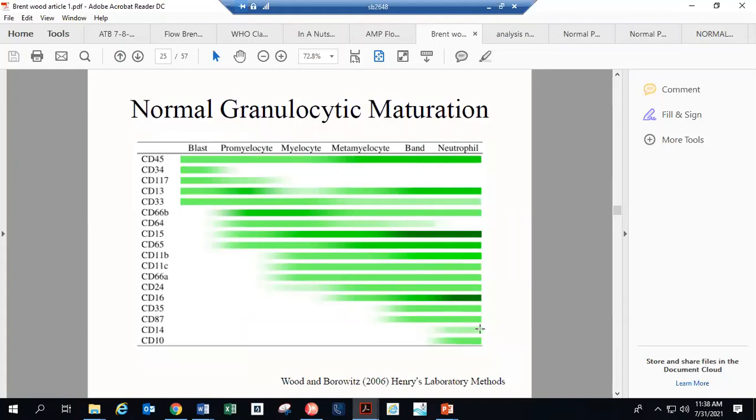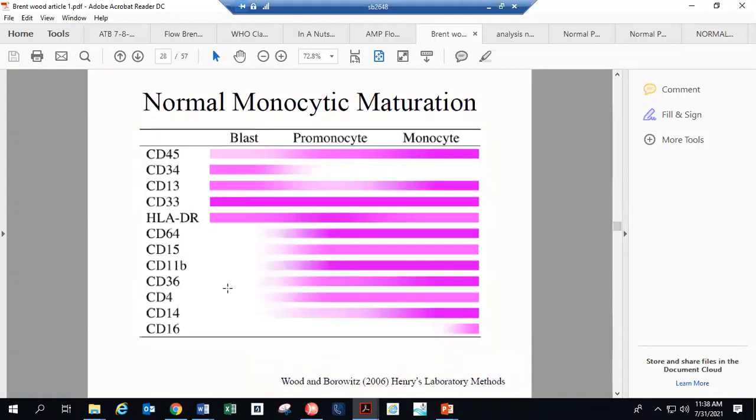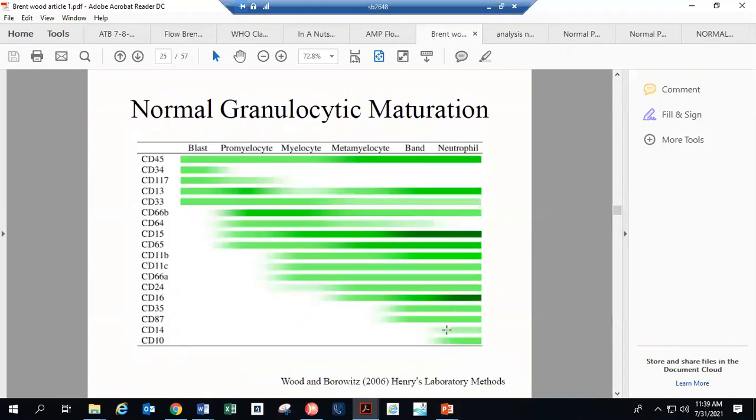So CD14 is more of a monocyte marker. Let me show you the monocyte plot. CD14 is more of a mature monocyte marker. It will not be present in the monoblasts, and it will start increasing eventually in the promonocytes, and it will be brighter in the monocytes. At the same time, the myeloids will have very faint CD14, still much dimmer than monocytes. And only the mature granulocytes will be expressing a little bit of CD14.